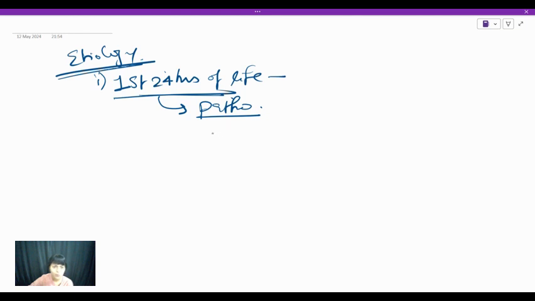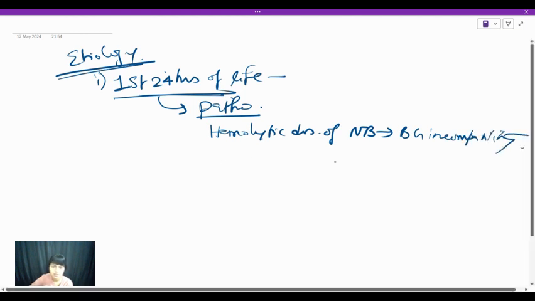Okay. So the first thing you should remember is hemolytic disease of newborn. This is not hemorrhagic disease of newborn, students. This is hemolytic disease of newborn. And why does this happen? Due to blood group incompatibility. First point you should always write this one, because it is the commonest.